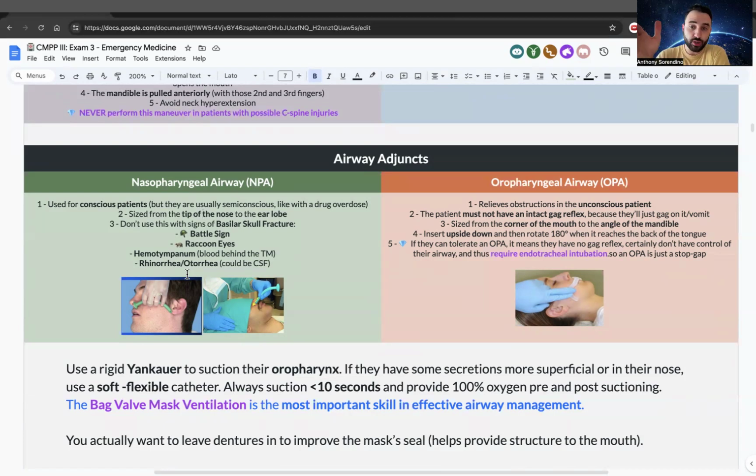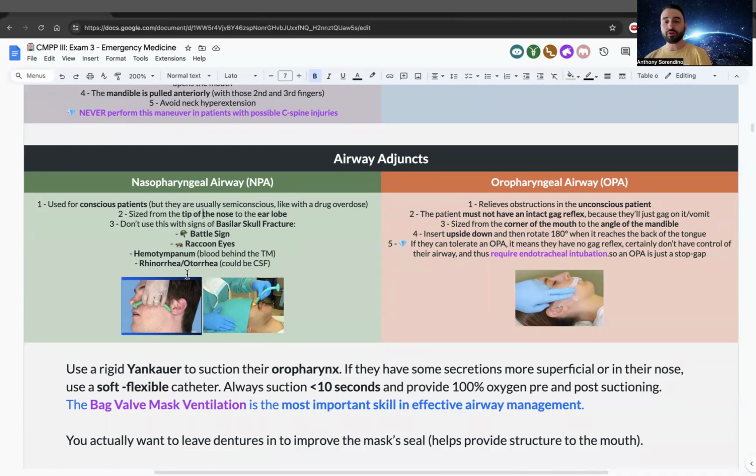Now the OPA, that's what's going to be used. So the oropharyngeal airway is used for unconscious patients, okay? Because you can't shove something down somebody's mouth and torque their tongue with it if they're conscious, right? So they must not have an intact gag reflex, because if they do, they're going to vomit. It's going to go all over. They're going to aspirate. You don't want to do that. So this is just sized from the corner of the mouth down to the angle of the mandible, kind of when you're lying down. There's a couple different ways you can insert it, but I think most commonly it's upside down and then you rotate it, and it's just going to hold your tongue in place.